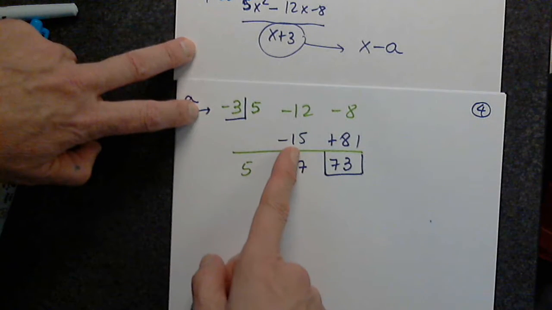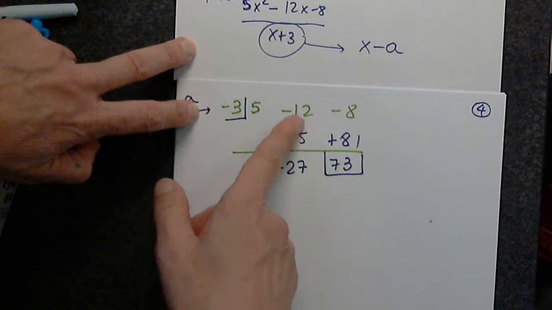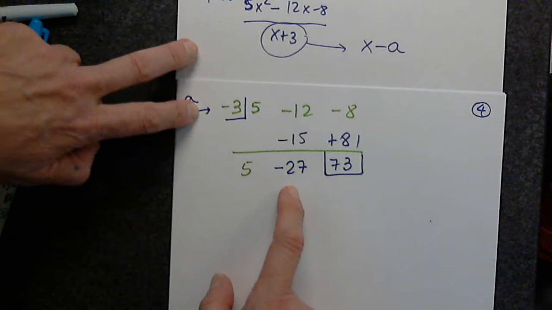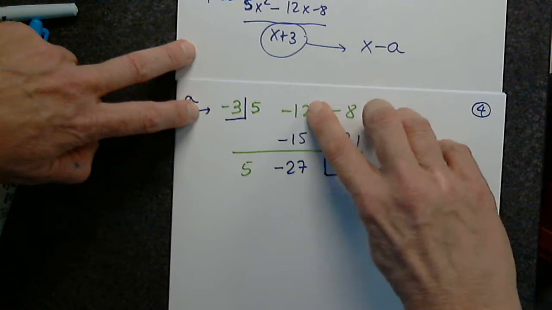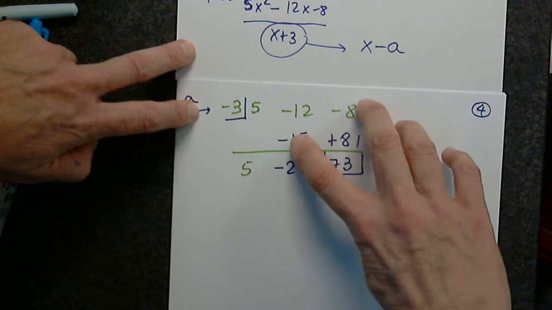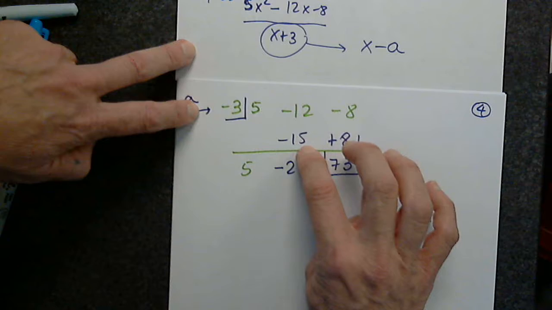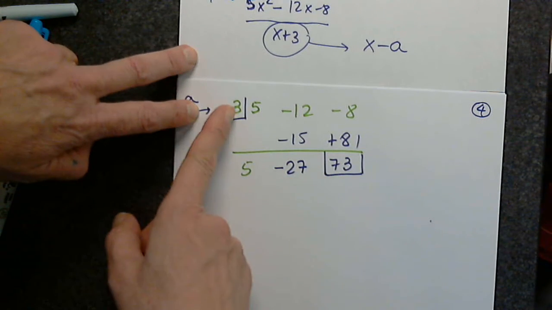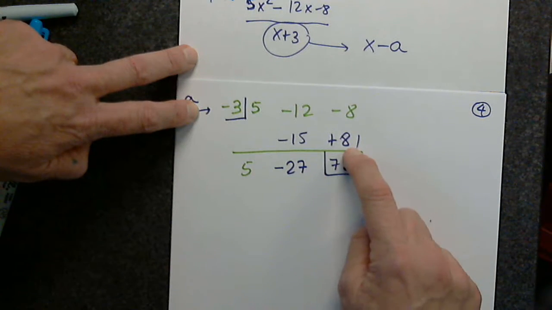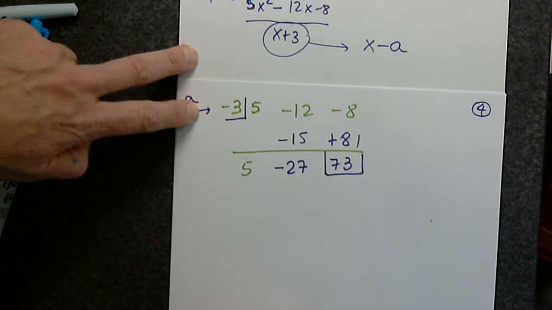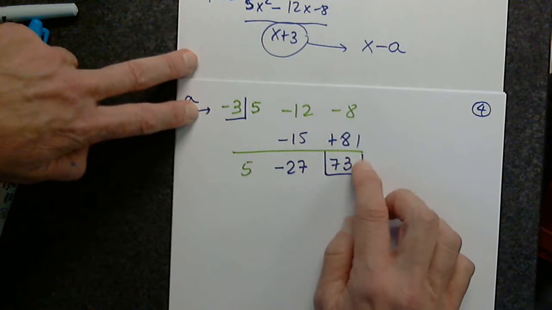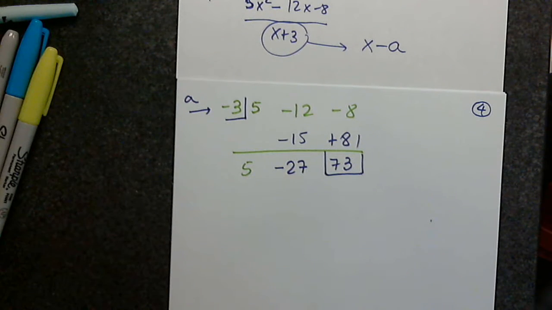Negative 3 times 5 is negative 15. When I add these, I get negative 27. 2 and 5 is 7. 1 and 1 is 2. Is negative 12 minus 15 negative 27? Negative 3 times negative 27 is 81. When I add these two, I get 73. I always box in the last number.